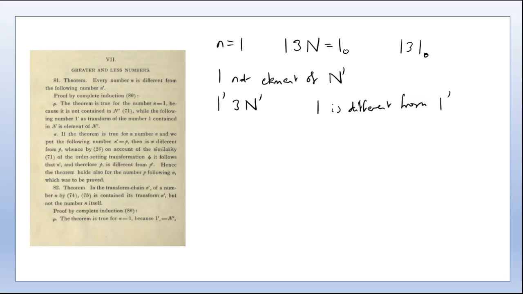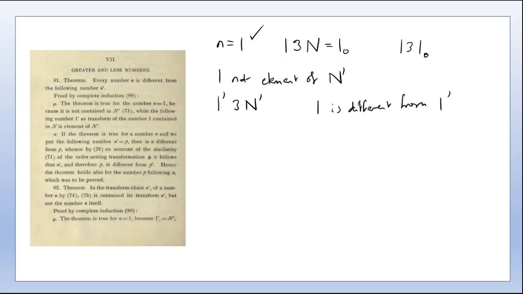So I'll try to stick with Dedekind's terminology as much as possible. Sometimes I might slip up from time to time, but Dedekind specifically says n is different from the following number n primed, as opposed to n is not equal to. I suppose the two could be used interchangeably, but I'll try to stick with Dedekind's terminology. Okay, so we've got n equals 1 accounted for.